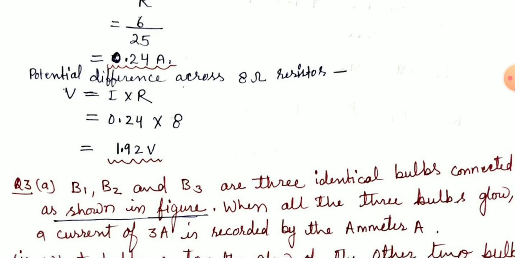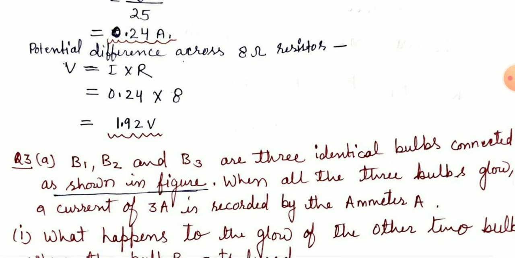Now, the potential difference across the 8 ohm resistor. So V equal to IR. The value of I is 0.24, which you have calculated, and the value of R is 8 ohm. When we multiply 0.24 by 8, we will get 1.92 volt.